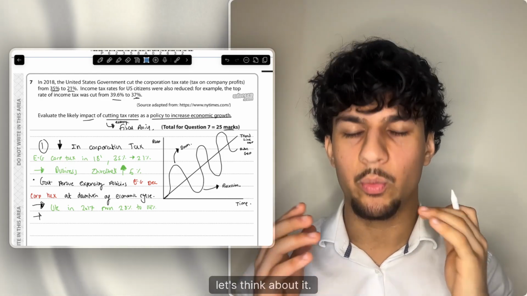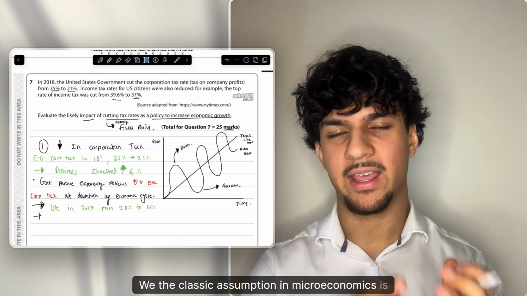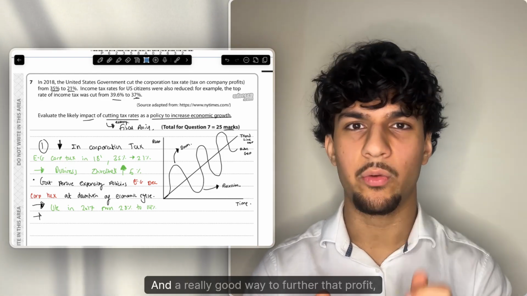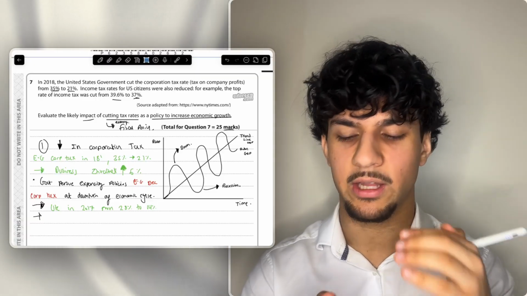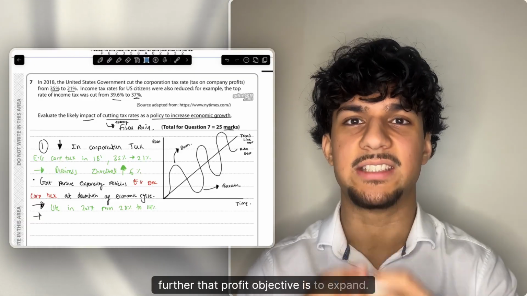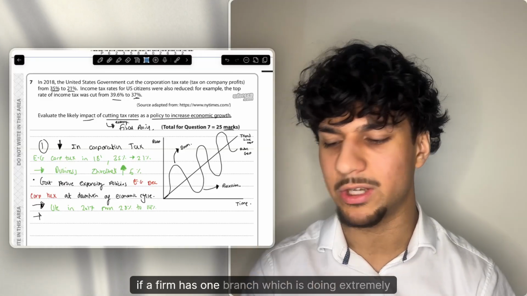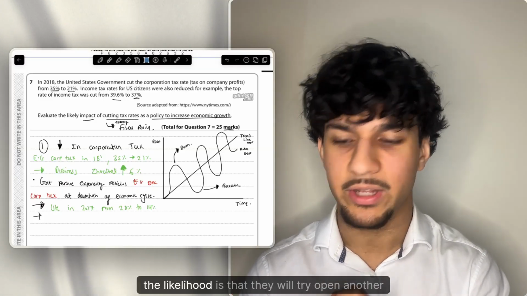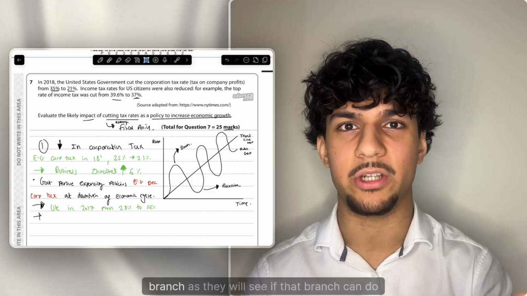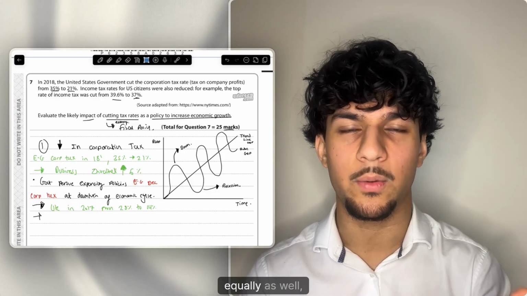Therefore, let's think about it. The classic assumption in microeconomics is firms are profit maximizers, and a really good way to further that profit objective is to expand. For example, if a firm has one branch which is doing extremely well, the likelihood is that they will try to open another branch, as they will see if that branch can do equally as well, thus further their profit.